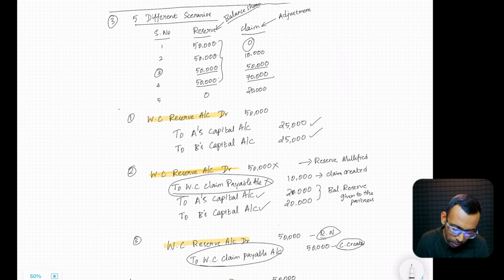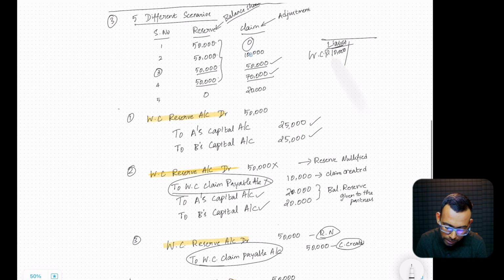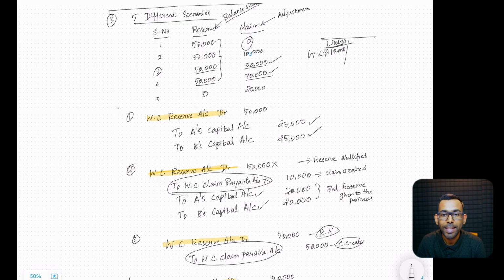In the second scenario, when we write the balance sheet, we have to write workman claim payable. You have to write 10,000 on the liability side. Don't write it on the asset side. It is a liability, so liability side, workman claim payable. For the third scenario, you will write 50,000 here. For the fourth scenario, you will write 70,000 here. That's how the balance sheet will be accounted for in all these questions.